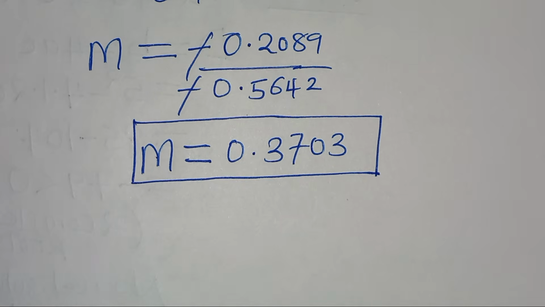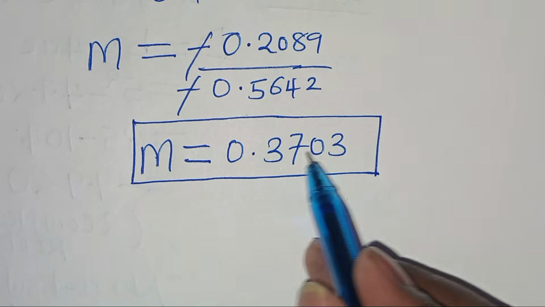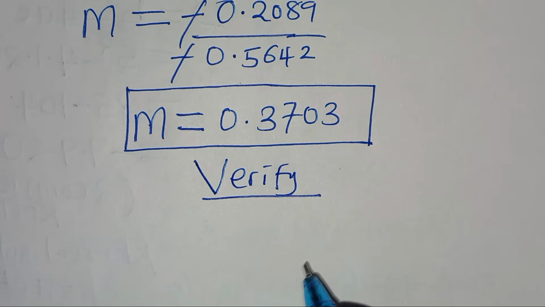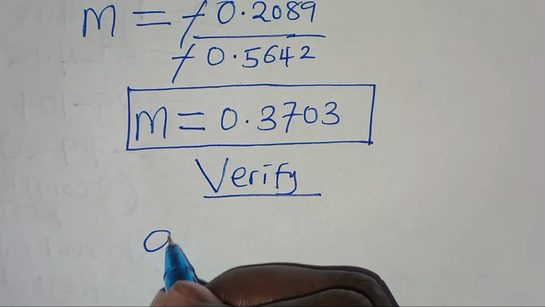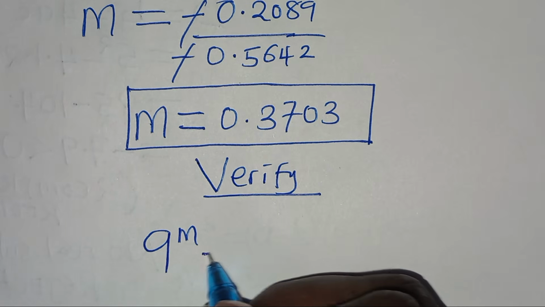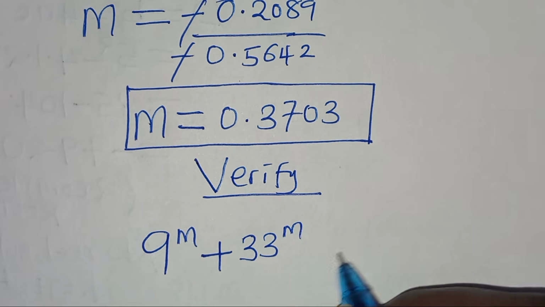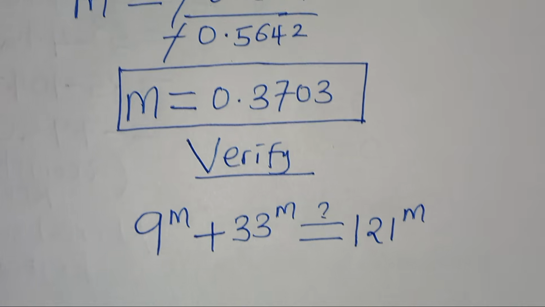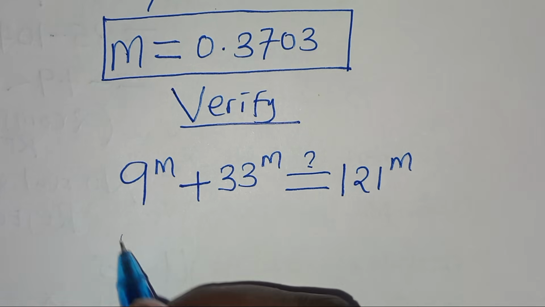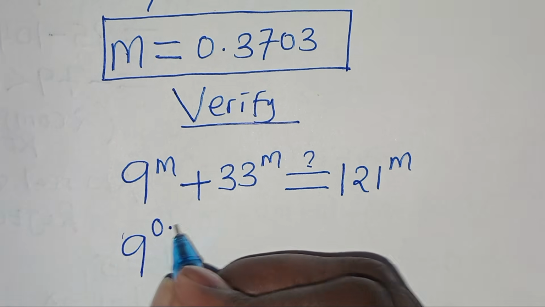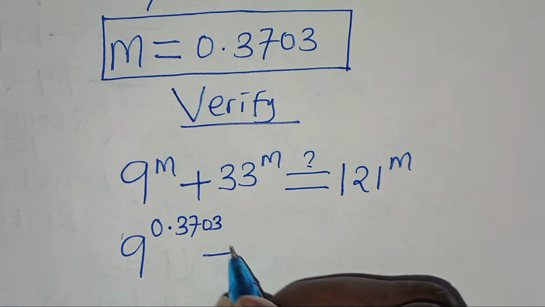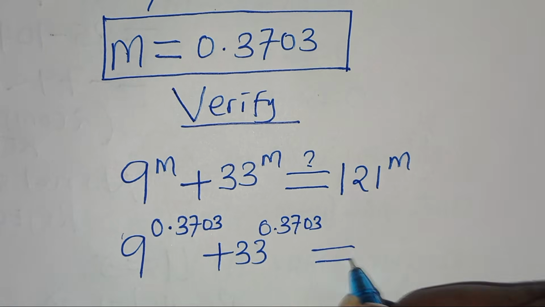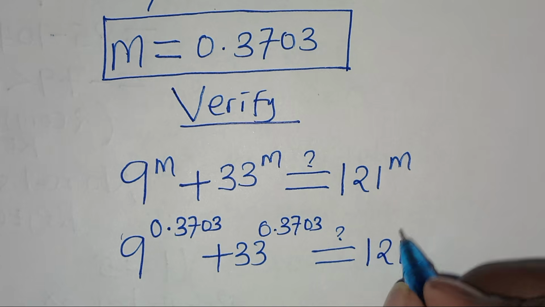Now, the next step from here is to verify that this value of m satisfies the equation. So let's verify from here. And if you recall, we have that 9 to the power of m plus 33 to the power of m should give us a value of 121 raised to the power of m. Let's substitute the value of m here so that we have 9 to the power of 0.3703 plus 33 raised to the power of 0.3703. This should give us a value of 121 raised to the power of 0.3703.